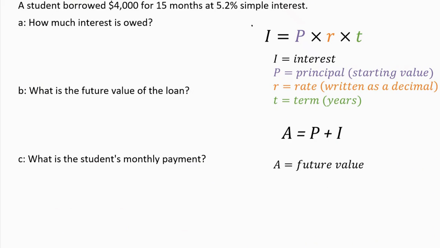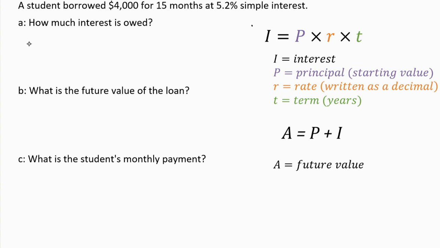In this video, we're going to figure out how much interest this student owes. We're going to figure out what the future value of the loan is, and we're also going to figure out what their monthly payment would be. So we're going to start off by using this formula, which is interest equals principal, which is whatever your starting value is. We multiply it by your rate, which we always write as a decimal, and then we multiply that by the term, which is the length of the loan, and we write that in years.